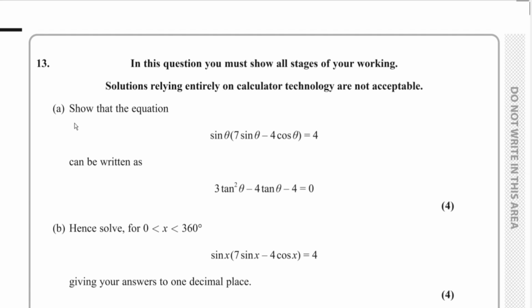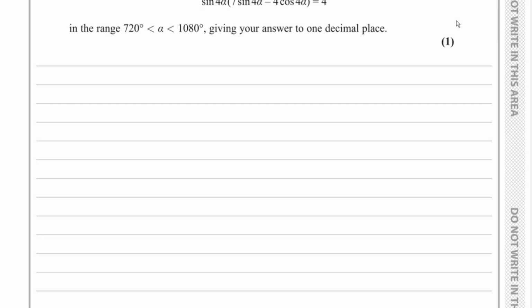Question number 13, Part A. Show that the equation sin theta multiplied by 7 sin theta subtract 4 cos theta equals 4 can be written as 3 tan squared theta subtract 4 tan theta subtract 4 equals 0. What we have to begin with is sin theta multiplied by 7 sin theta subtract 4 cos theta equals 4.